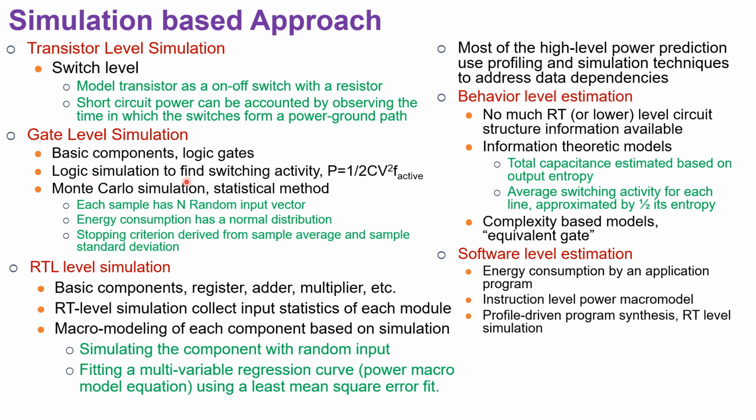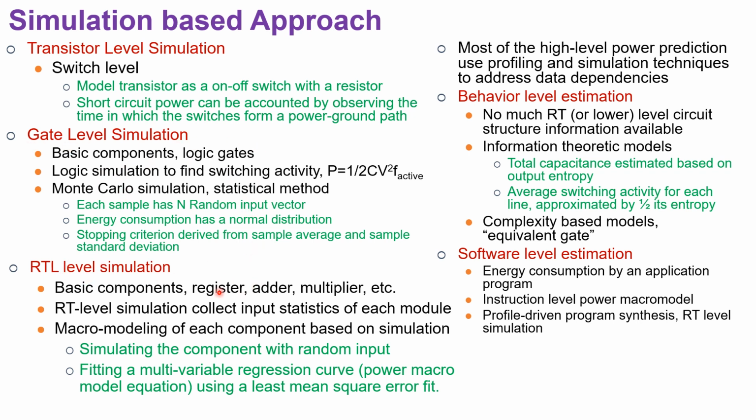Gate level simulation. Gate level simulation can be estimated using the basic components, that is, logic gates. Logic simulation is used to find switching activity. Using this we can find it, or we can use the Monte Carlo simulation method. Monte Carlo simulation is nothing but each sample has n random input vectors. Energy consumption has a normal distribution. Stopping criteria are derived from the sample average and the sample standard deviation. So this is the method used for gate level simulation.